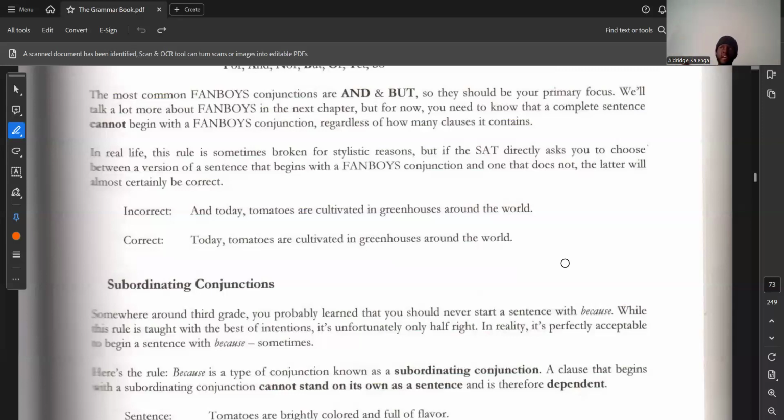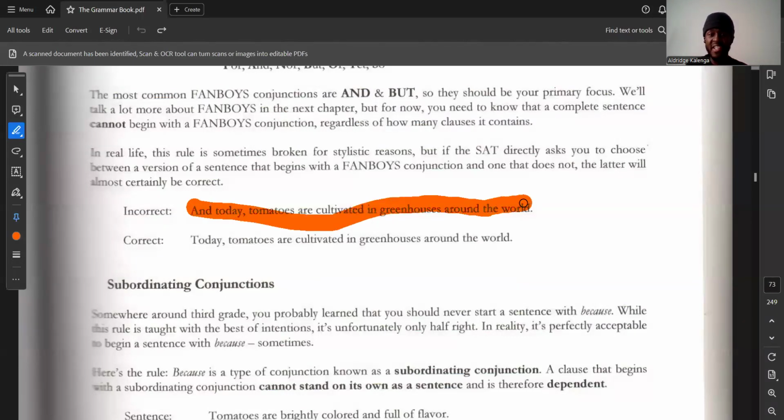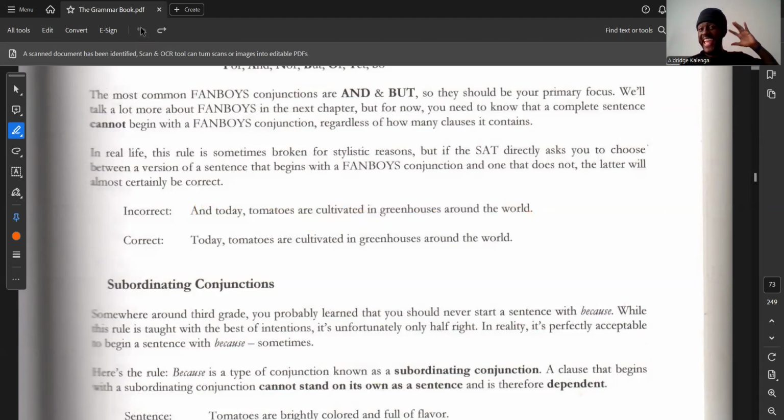But generally, and you might see this in novels for stylistic purposes, you should never begin a sentence with a FANBOYS conjunction. Because just think about it. The word and is used to join something. Imagine someone just came to you and said, "And today tomatoes are cultivated in greenhouses around the world." Like, what do you mean and? You didn't say anything before. And I know a lot of people speak like that these days.